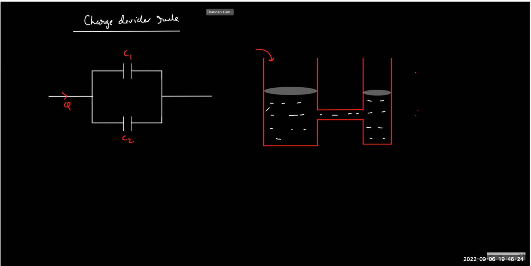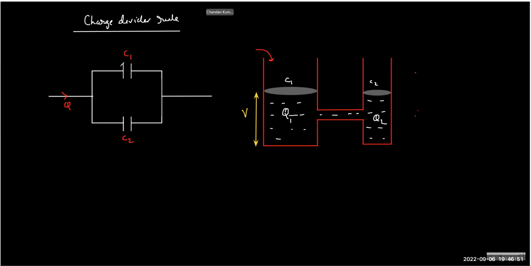So if height is same, then what is not equal? The amount of water, because of the base. So it will get different water, Q1 and Q2. Because they have the same height, which means same potential. Common sense.